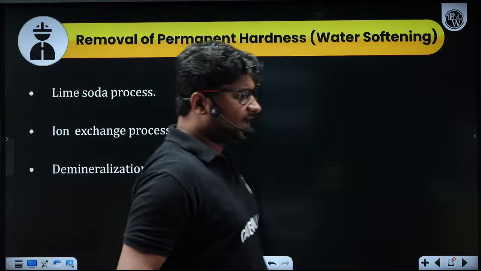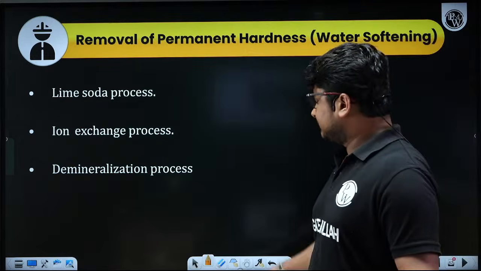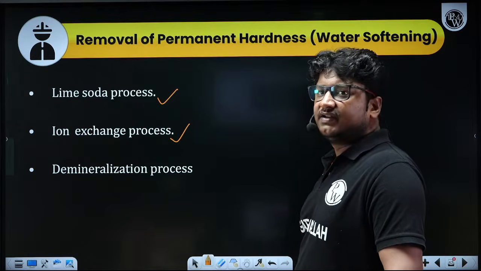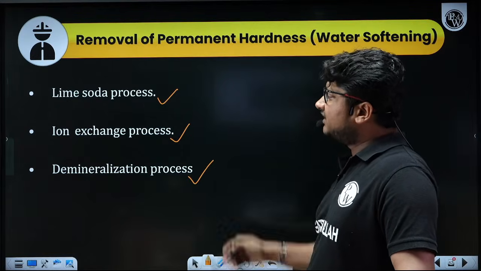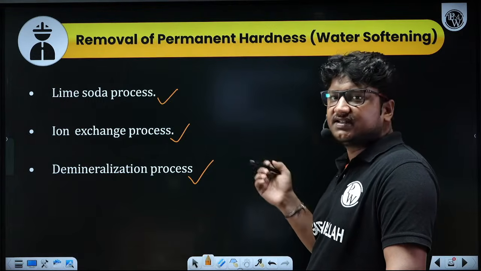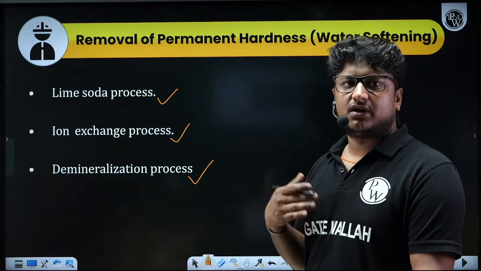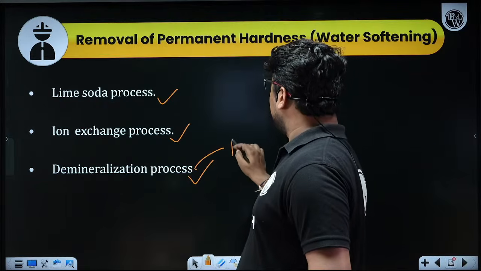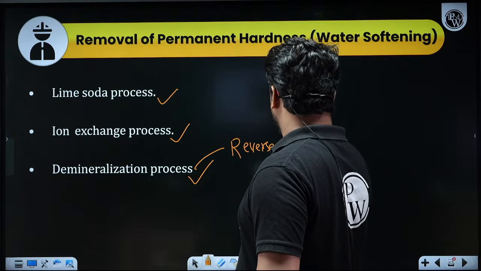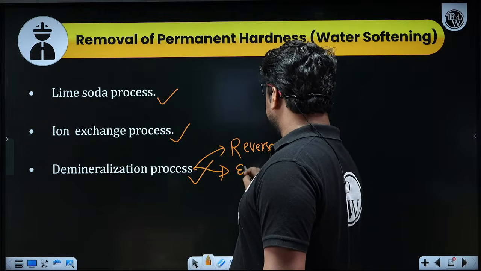So regarding permanent hardness removal, generally three methods are suggested. One is the lime soda process, another is the ion exchange process, and the third one is the demineralization process. The lime soda process we have discussed already, and the ion exchange process we have discussed just now. Demineralization is basically done either with the help of reverse osmosis or electrolysis.